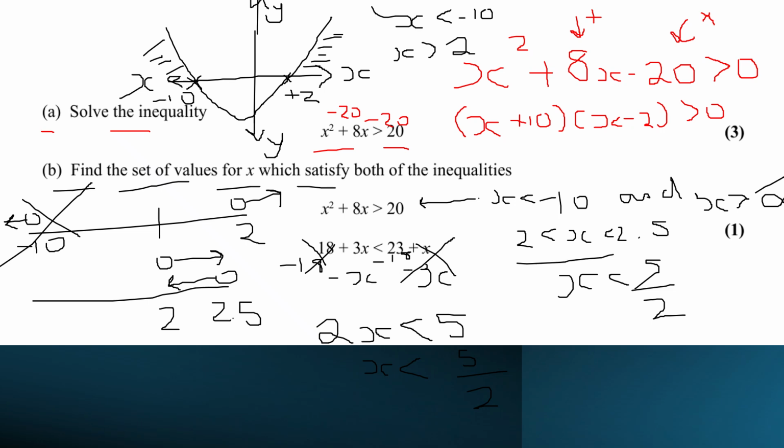Okay, so that, guys, is going to be our final answer. So x is bigger than 2, which is less than 2.5 or 5 halves. So 2 is less than x, which is less than 2.5, or write it as a fraction. So we're going to have 5 halves greater than x, which is greater than 2.